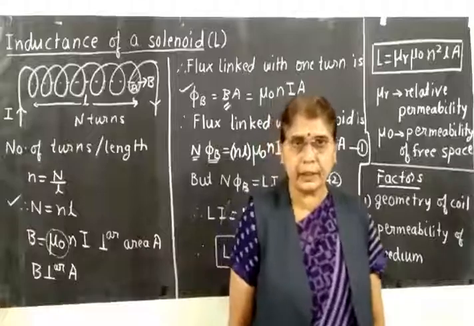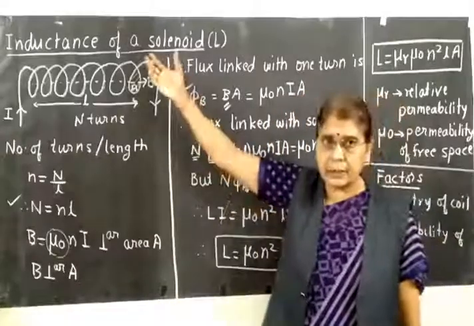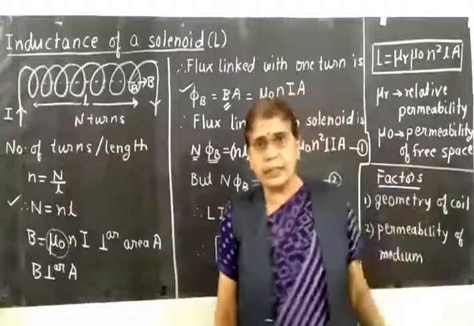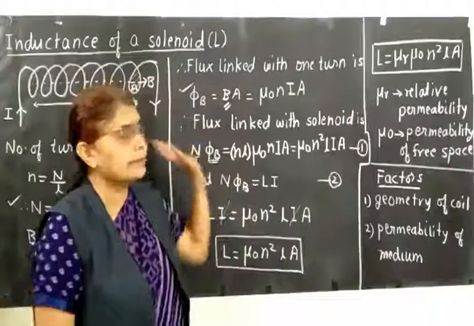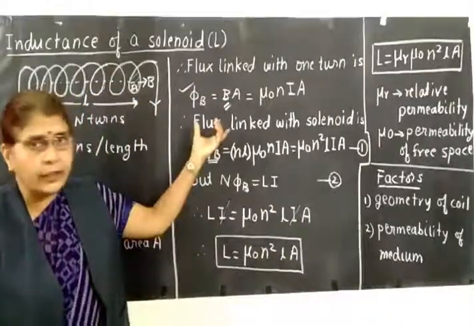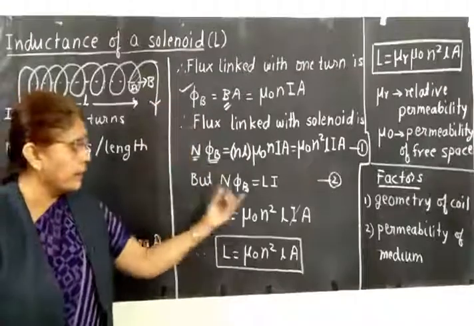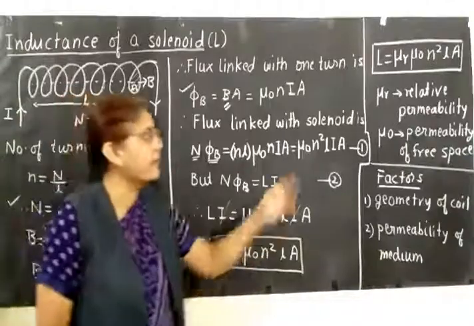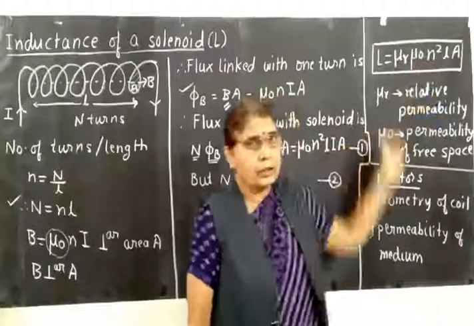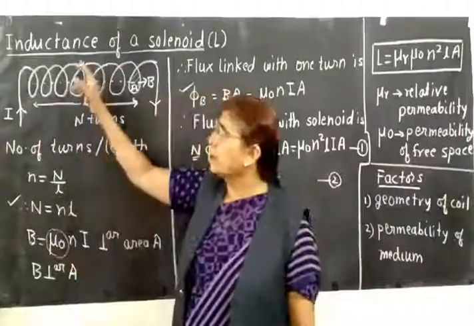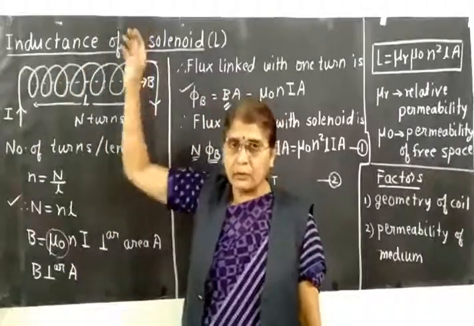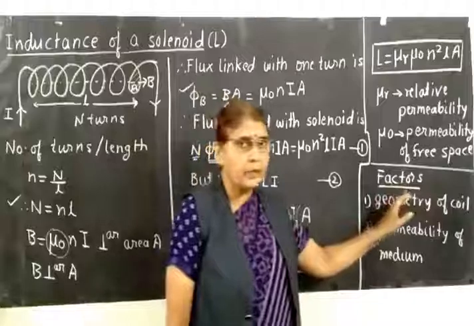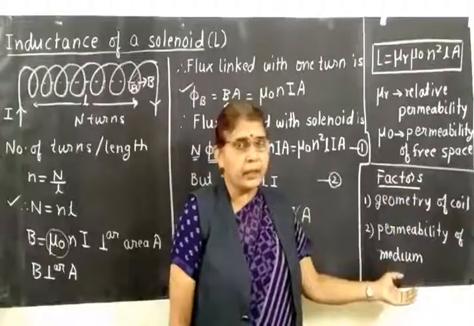So 2 points we have considered today. First, we have derived an expression for inductance of a solenoid. And then we have considered the factors on which inductance of a solenoid depends. What are the steps in the derivation? You have to find out the flux linked with the whole solenoid and then equate it to L i. Simplify, you will get this equation. This is for air medium mu 0. For any other medium, write it as mu r into mu 0. So these are the steps for deriving the expression for inductance of a solenoid. And what are the factors on which inductance depends? It depends mainly on 2 factors. It depends upon the geometry of the coil and the permeability of the medium.